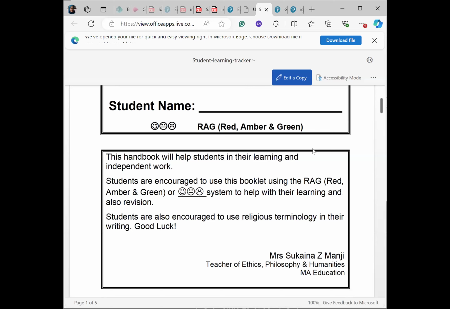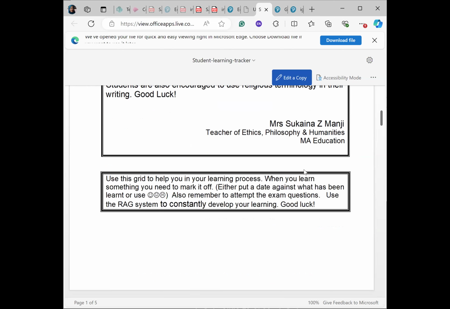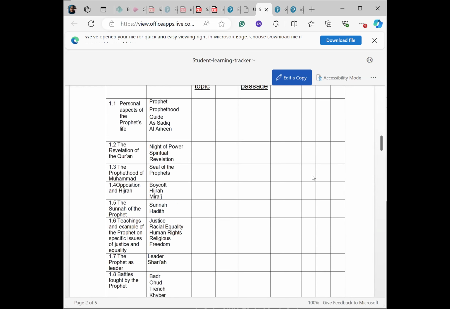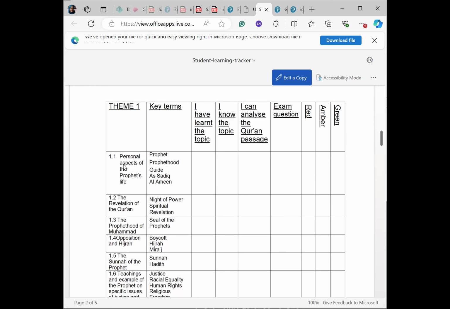So this can be a handbook for the students in terms of looking where they are in their learning. You then give the honors to the students to actually code themselves where they are in their learning. So for example, here, personal aspects of the Prophet's life. I have learned the topic. I know the topic. I can analyze the Quran passage. So they can tick, and they can say where they are, whether they are in red, green, or amber.